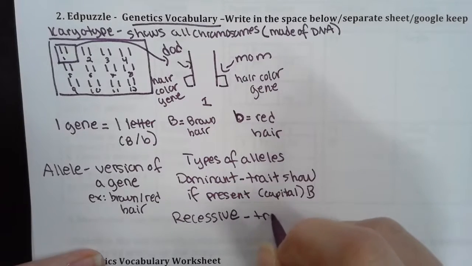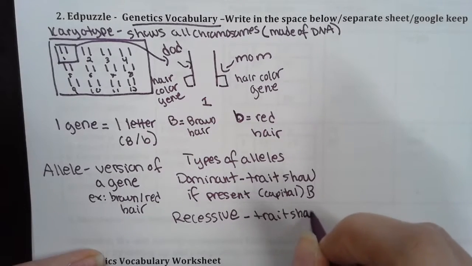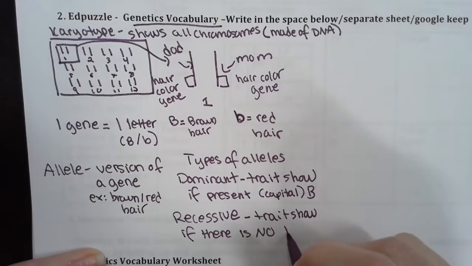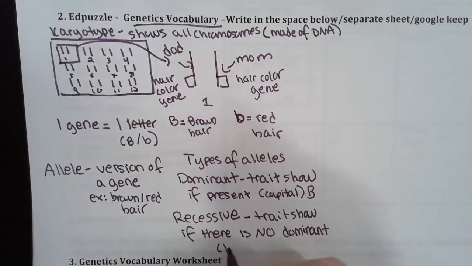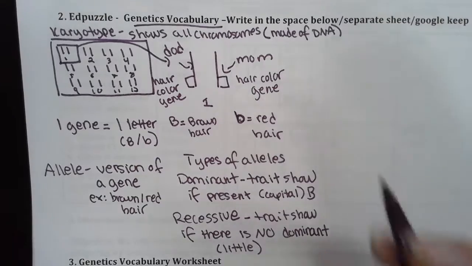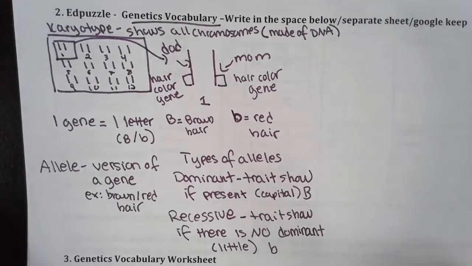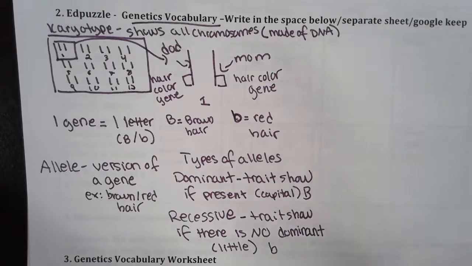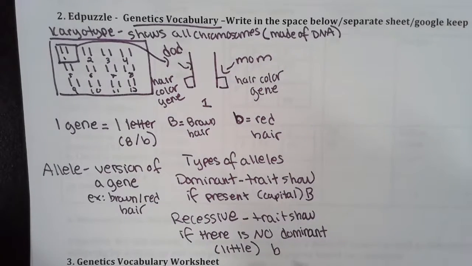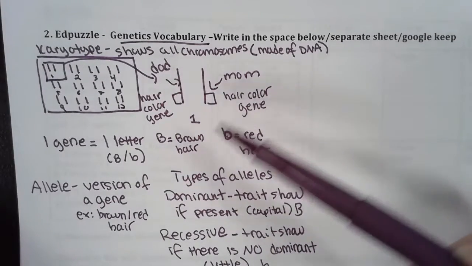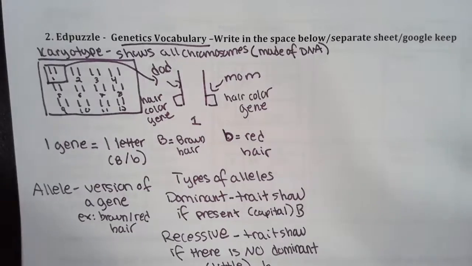This is a dominant trait. Recessive, the trait will only show if there is no dominant present. And this is represented by a little letter, in this case a little b. Again, it doesn't have to be b, it could be any letter, but if it's capital, it's dominant. If it's recessive, then it's a little b. So my dad had a dominant trait of brown hair, and my mom had a recessive trait of red hair.